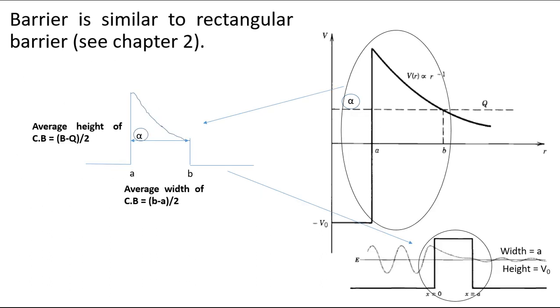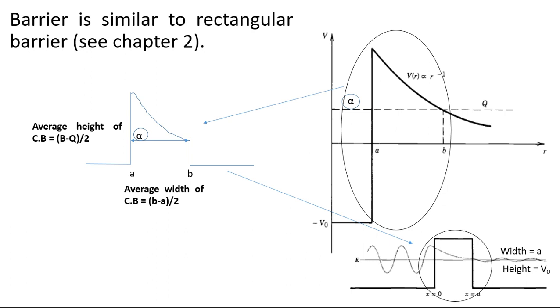So why have we calculated the average height and average width? Because we can compare it with the rectangular barrier. You can see in the figure we have compared it with the rectangular barrier, which has the width of a minus 0, which is a, and the height is constant, which is V naught. In our case the height is changing, so we have taken the average height, and the width is also changing, so we have taken the average width.